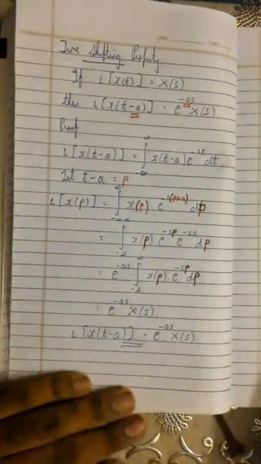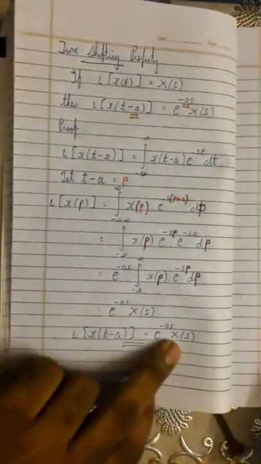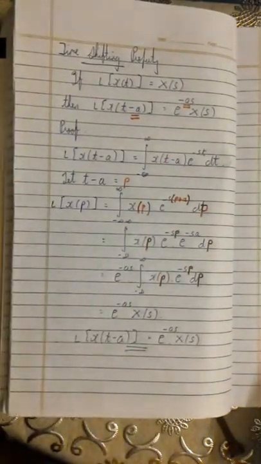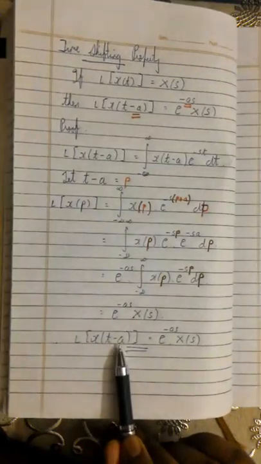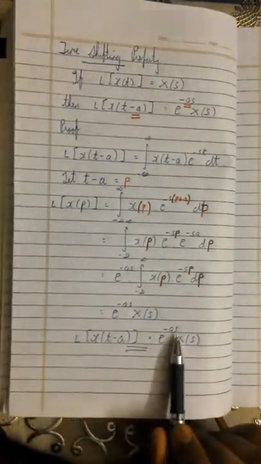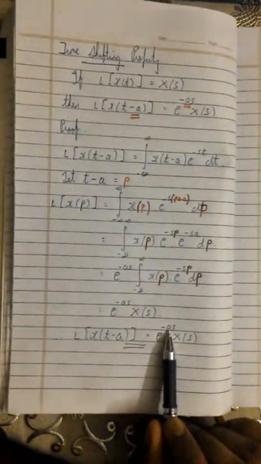So this is how you get the equation: the Laplace transform of x of t minus a is equal to e raised to minus as into X of s. In other words, whatever the shifting value that you see over here, the same shifting value you can put over here.